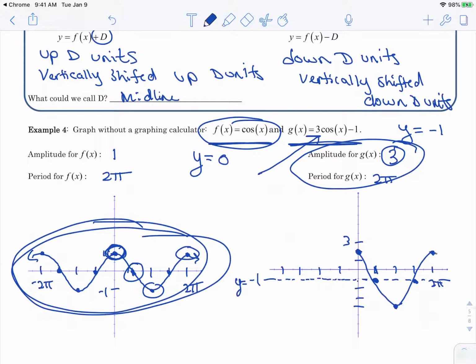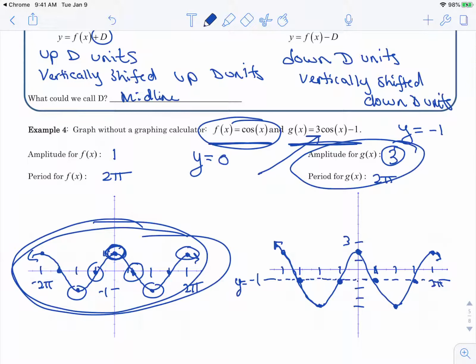But we always want to graph 2 full periods, so I'm going to go on this side. And just follow the pattern. Okay, I hit the x-axis, so this one I'm going to hit here. And then my next guy is a low point. So 1, 2, 3. Hit the x-axis, my midline, and then hit up here. So here is 2 full periods.